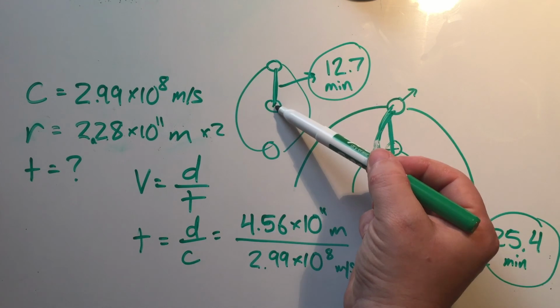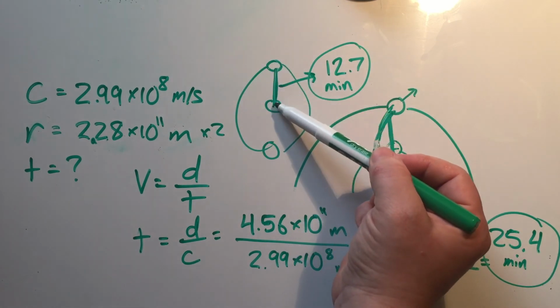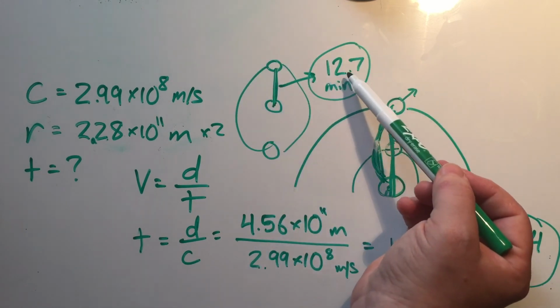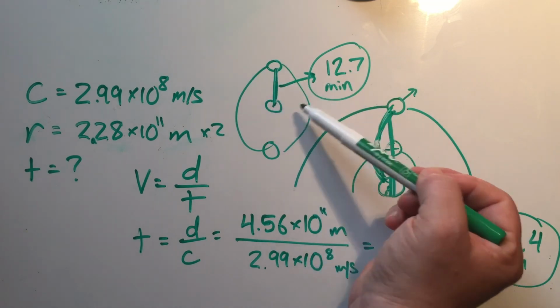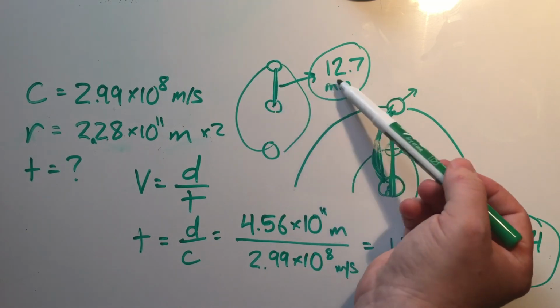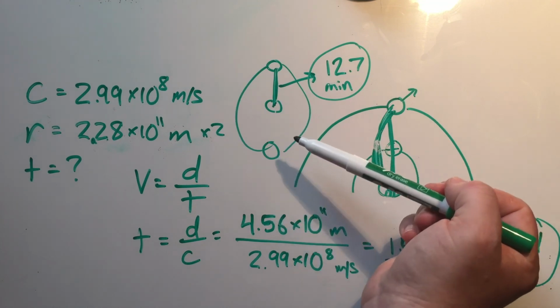So when Mars is closest to Jupiter, the eclipse would happen 12.4 minutes faster, and when it's farthest away from Jupiter, it would happen 12.7 minutes longer.